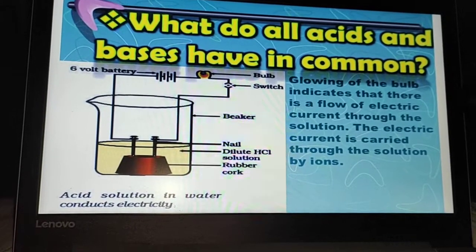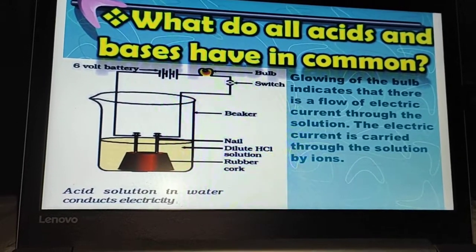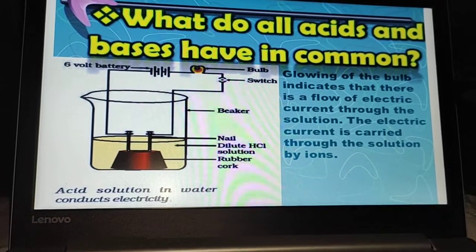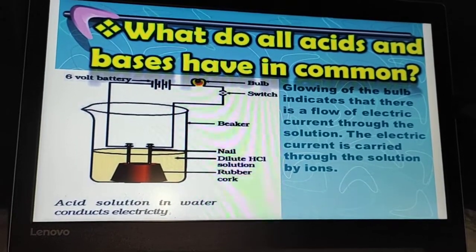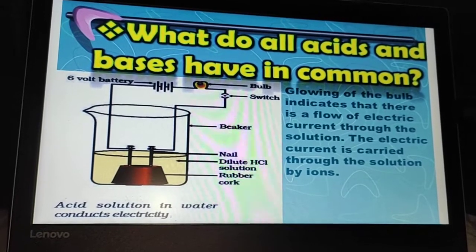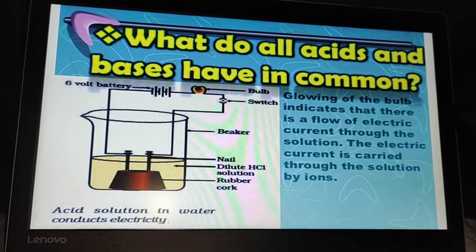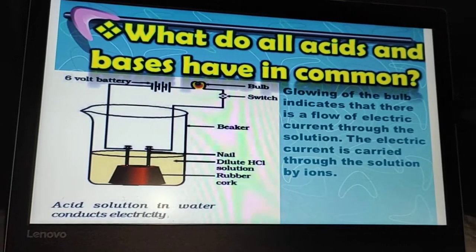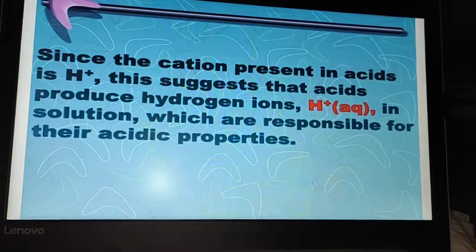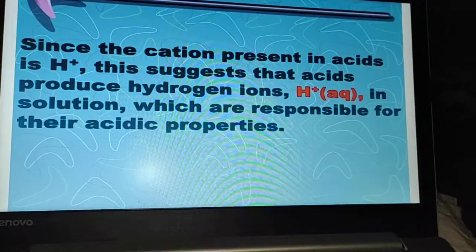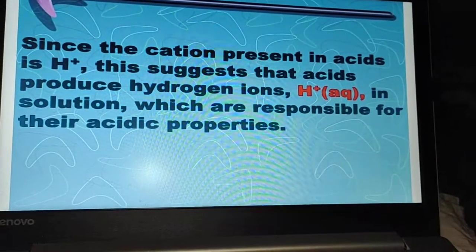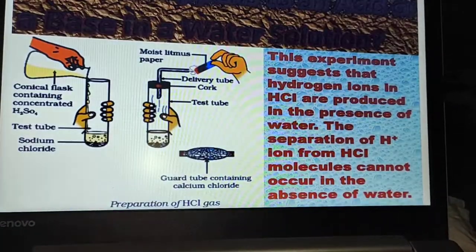If we take aqueous NaOH solution in this beaker, again the bulb glows because NaOH solution consists of OH minus ions, and NaOH is a strong base, so it easily dissociates in water and generates OH minus ions. The OH minus ions conduct electricity. So what both have in common is that both produce ions in the aqueous medium. Since the cation present in the acid is H plus, this suggests that acids produce hydrogen ions in solution, which are responsible for their acidic property.